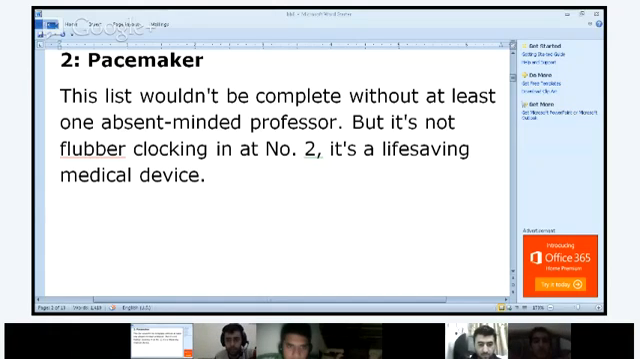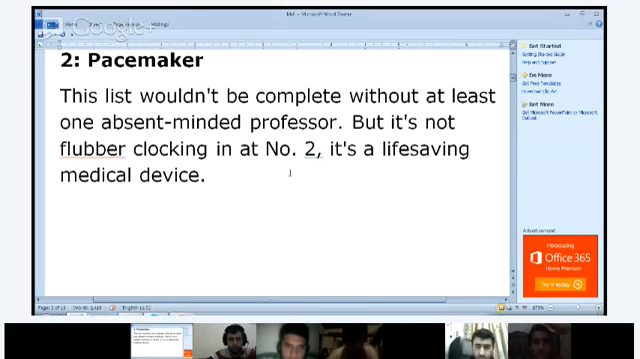Number 2, pacemaker. This list would not be complete without at least one absent-minded professor. But it is not fallible. It's a life-saving medical device.